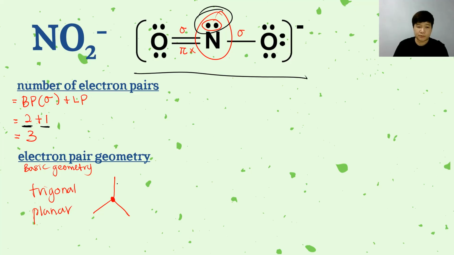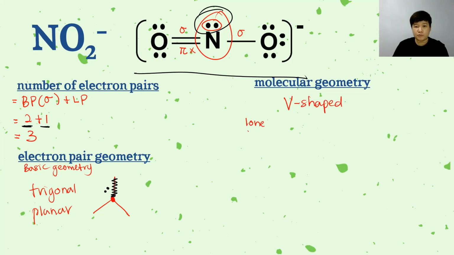So in this 3 bonding, we need to substitute one of the bonding with a lone pair. Therefore, your molecular geometry will change from trigonal planar to become V-shaped. Why? Due to the presence of the lone pair, you have lone pair-bonding pair repulsion. When you have lone pair-bonding pair repulsion, the molecular geometry changes from trigonal planar to V-shape.